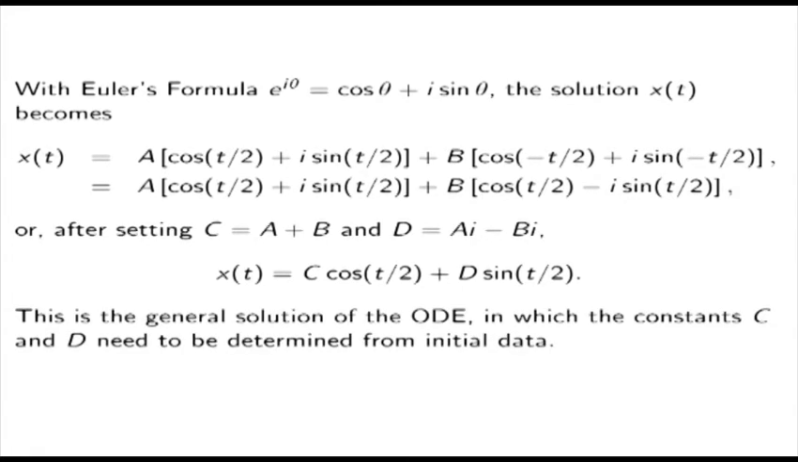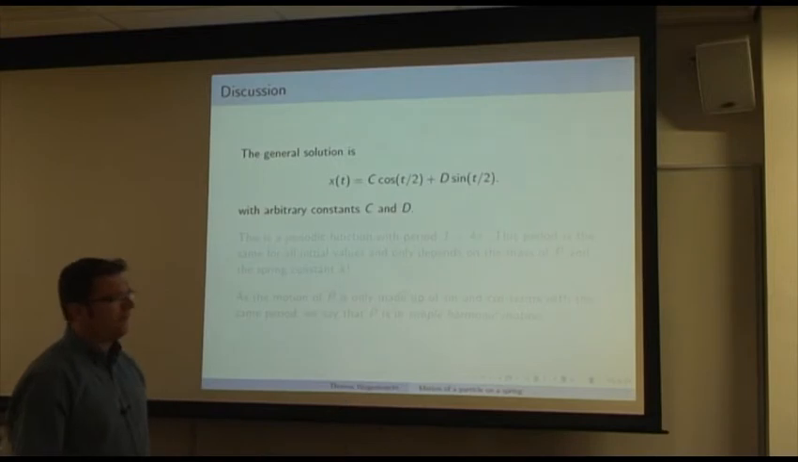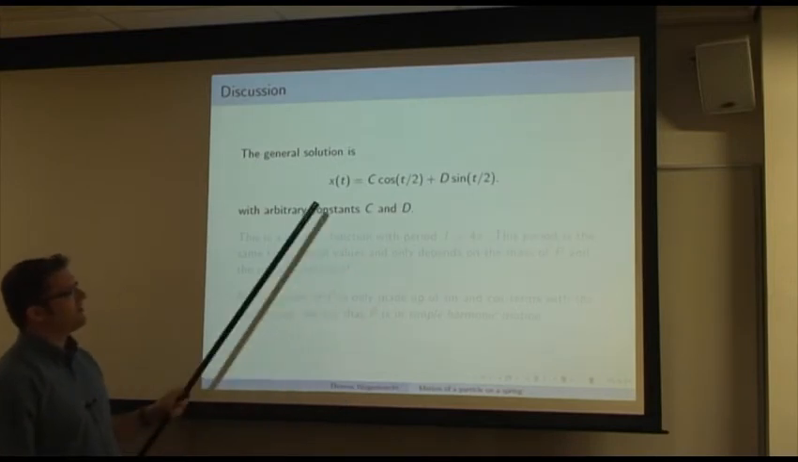The function x of t is the general solution of the differential equation. It contains two parameters, c and d. But remember, I still have two initial conditions that I can use. And in fact, I will use them to find the values of c and d. Now, before I do this, I want to discuss this general solution a little bit.